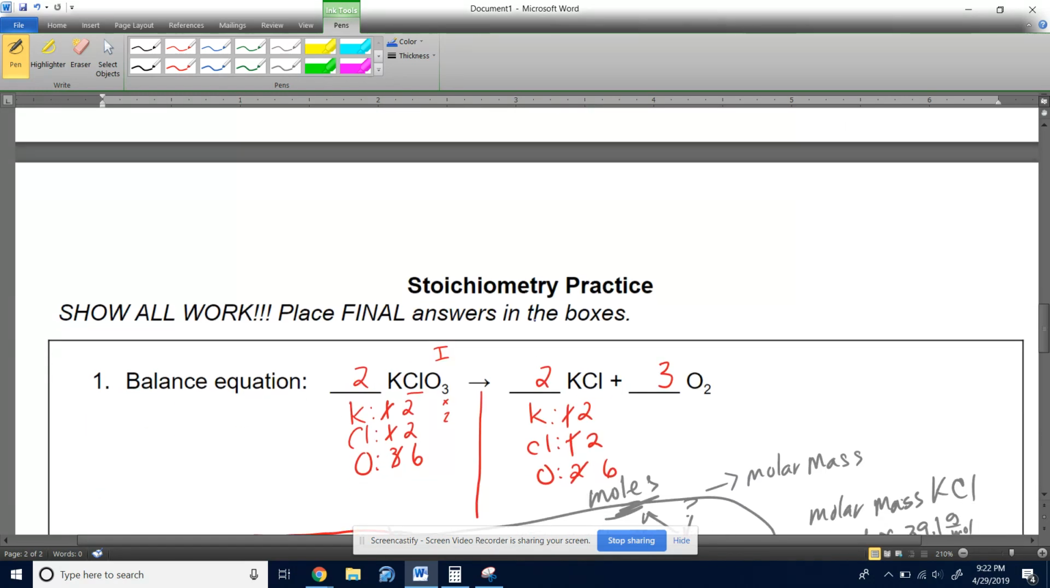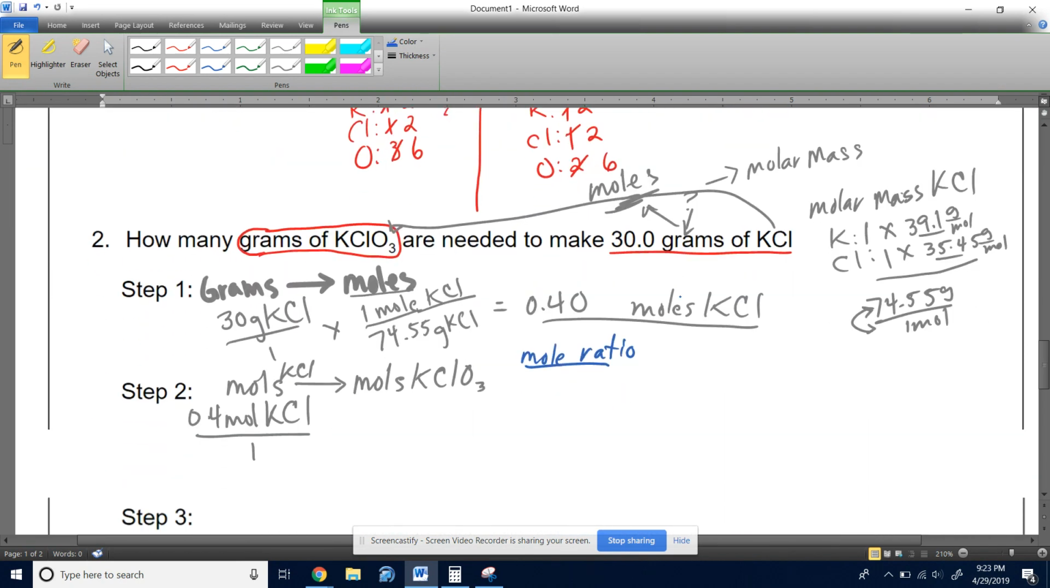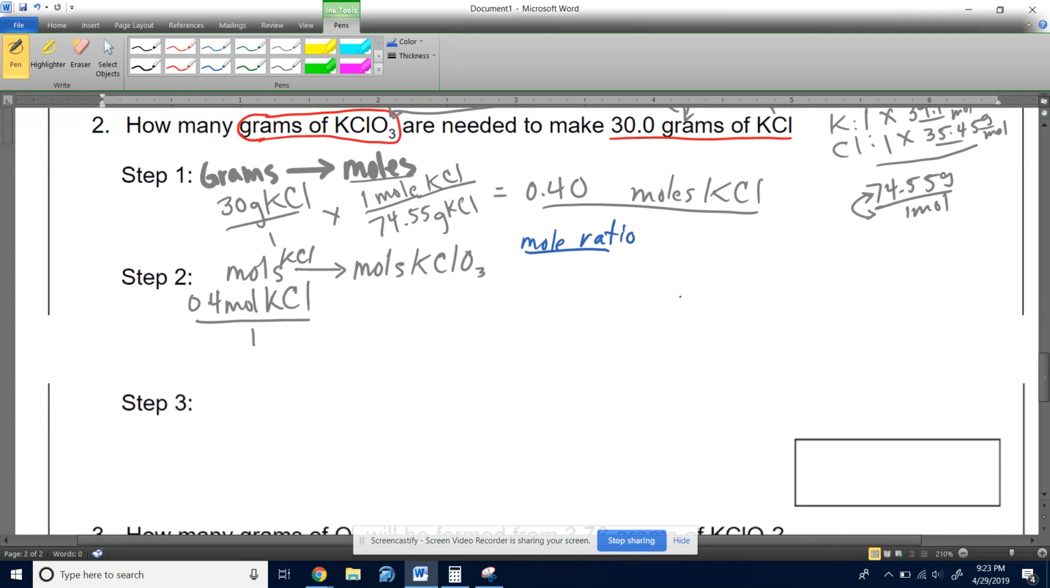So now let's look at KCl. KCl has 2. So we have a mole ratio of 2 moles of KCl over 2 moles of KClO3. Oh, this is beautiful because look, we have 2 on the bottom, 2 on top. What can we do? We could reduce fractions. Then we just get 1 mole of KCl over 1 mole of KClO3.